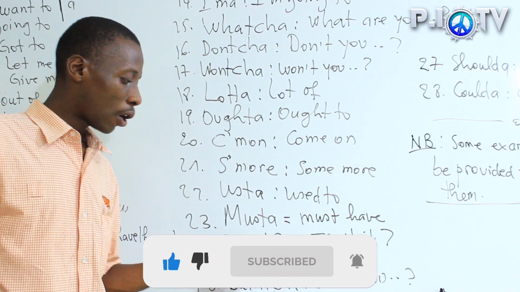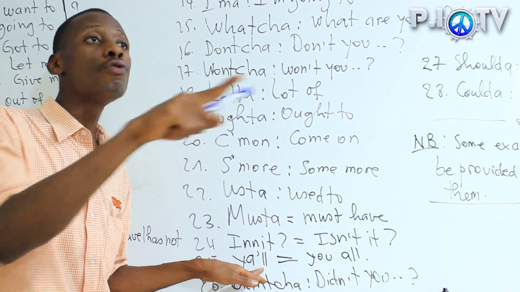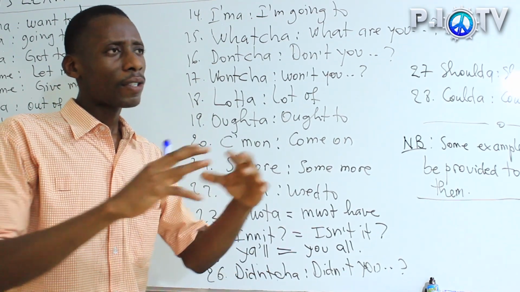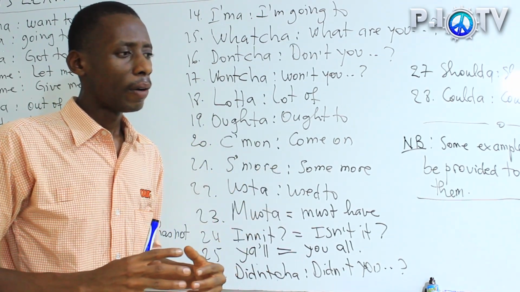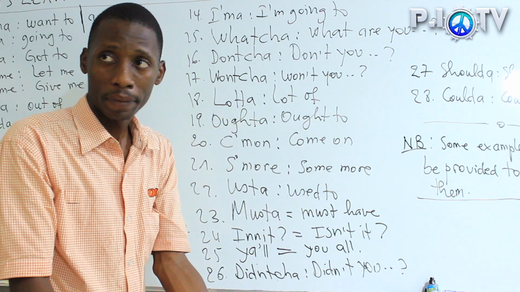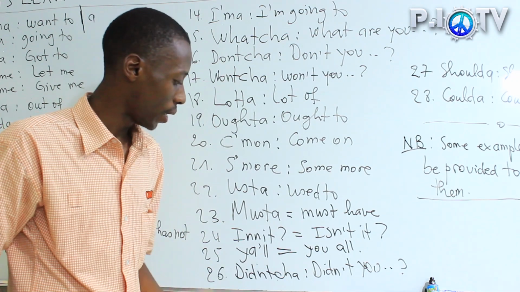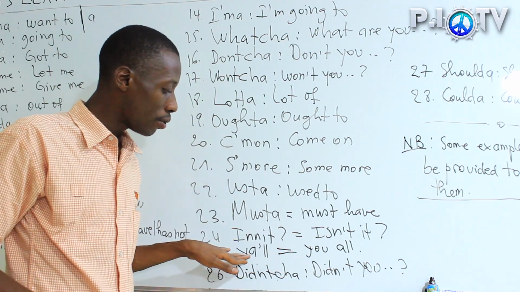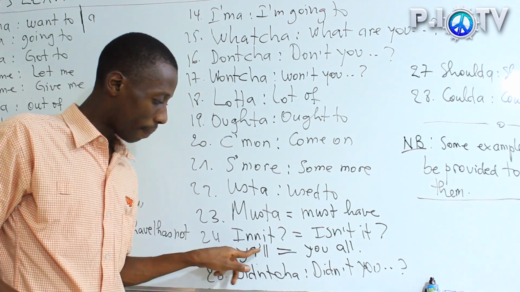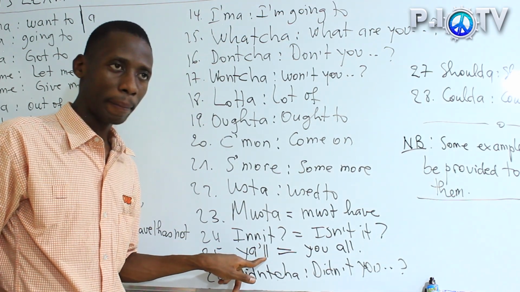Another one is y'all. Y'all, it means you all. Like, let's sing a song together with you all. It's like, let's sing a song, y'all. It's like you say y'all. It's Y-A plus apostrophe plus double L.